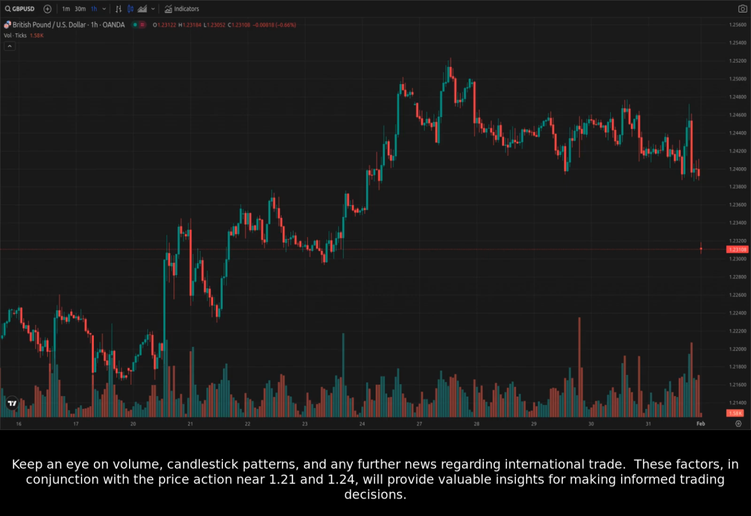Keep an eye on volume, candlestick patterns, and any further news regarding international trade. These factors, in conjunction with the price action near 1.21 and 1.24, will provide valuable insights for making informed trading decisions.